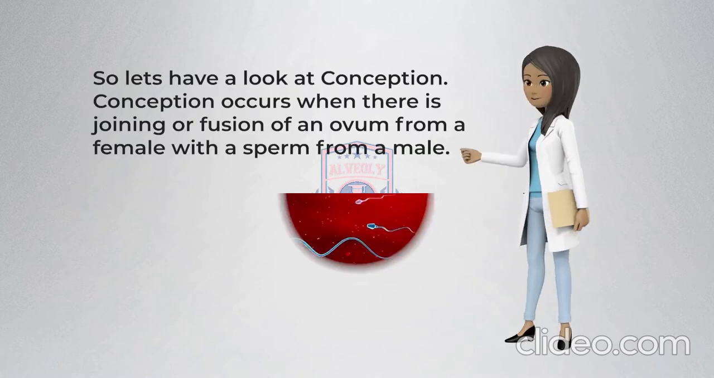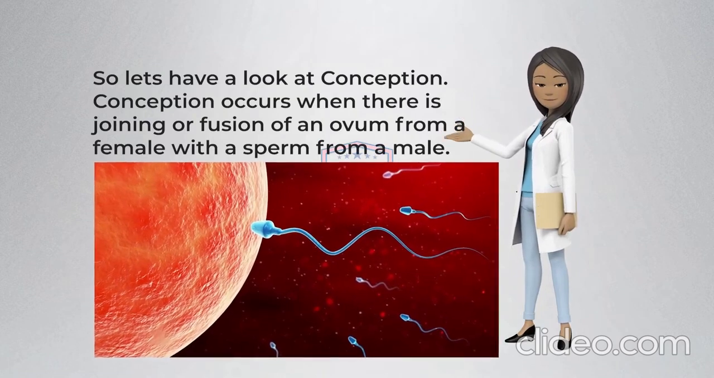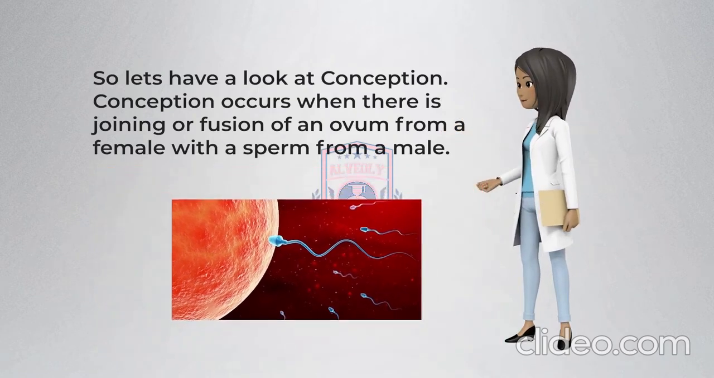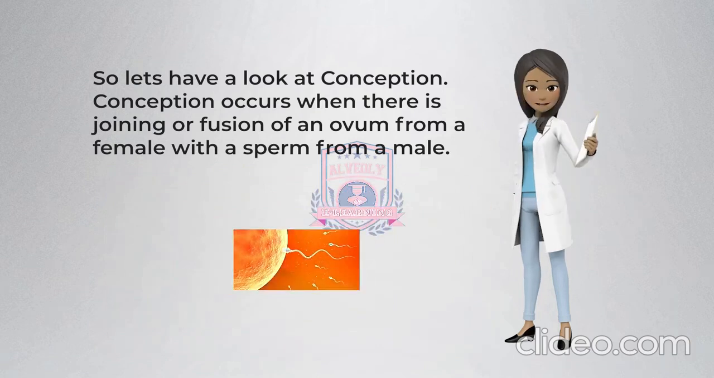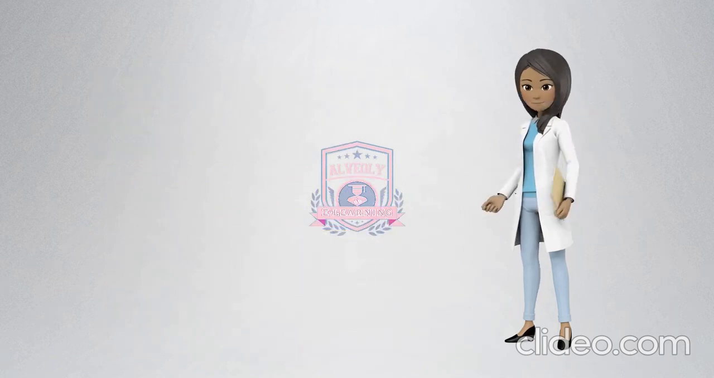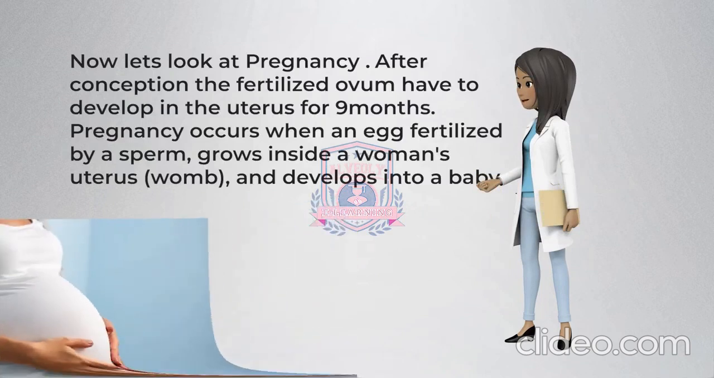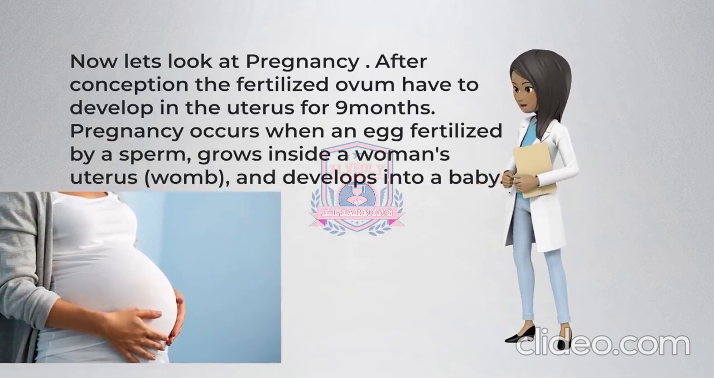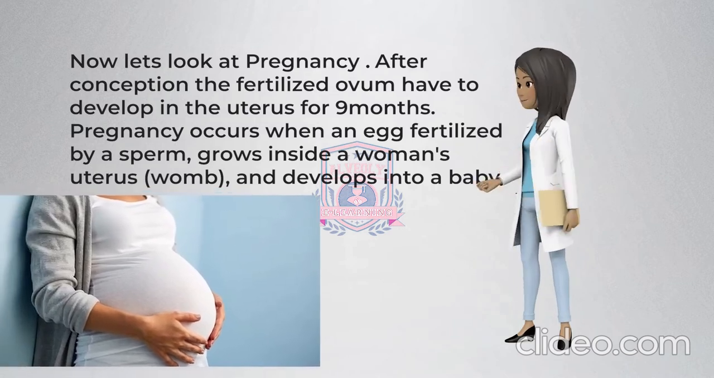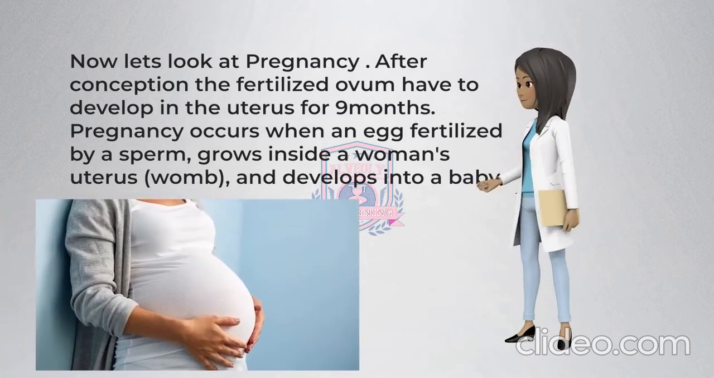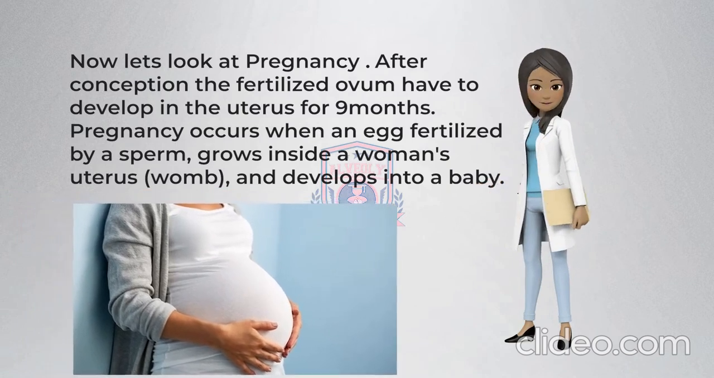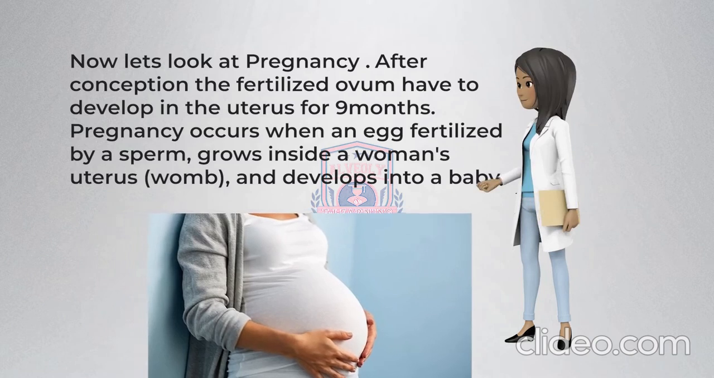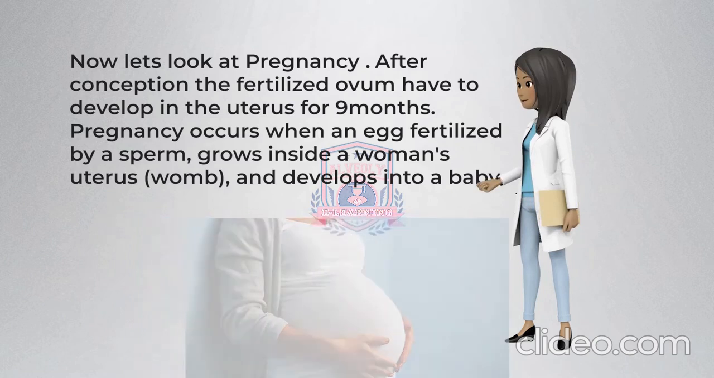So let's have a look at conception. Conception occurs when there is joining or fusion of an ovum from a female with a sperm from a male. Now let's look at pregnancy. After conception, the fertilized ovum has to develop in the uterus for 9 months. Pregnancy occurs when an egg fertilized by a sperm grows inside a woman's uterus or womb and develops into a baby.